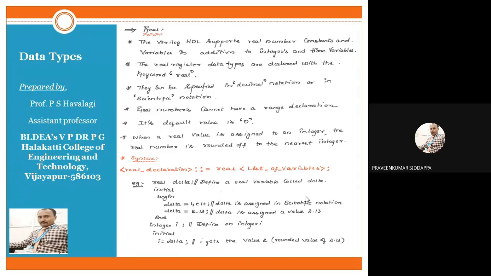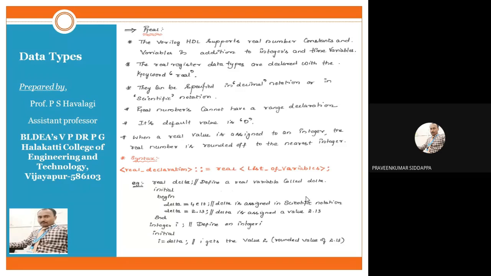Remember, we are calling it a real number. Real numbers cannot have a range declaration. Why? Because they have values like 4.12, 4.36, or 4 into 10 to the power of minus 3. If any expression is in this format, then it is called a real number, and it doesn't have any range declaration. So you should remember that.